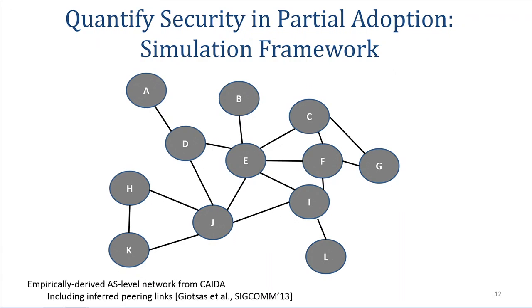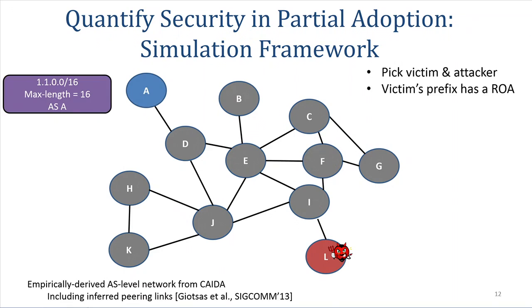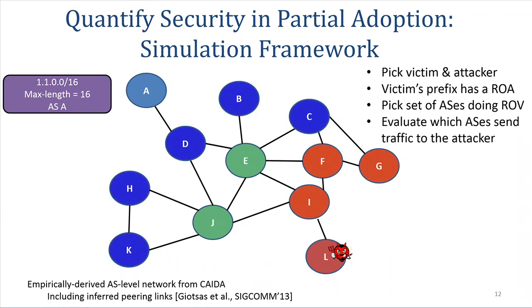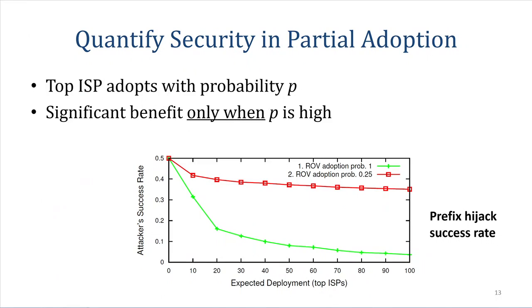So in order to quantify the benefits under partial adoption, we use a simulation framework. And our simulation works as follows. So we pick an attacker and victim pair, and we assume that the victim had advertised a ROA for its prefix. Then we pick an adopter set, so some ASs who do ROV. And then we measure which ASs would actually route their traffic to the victim and which to the attacker. We use inferred links between the ASs as the internet map.